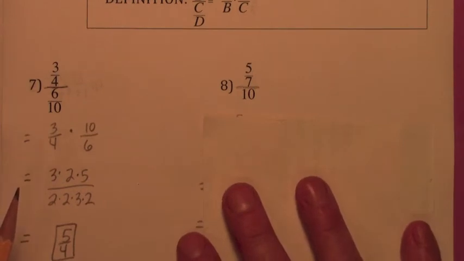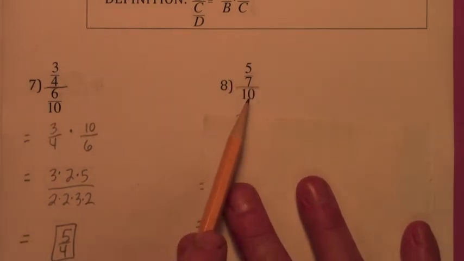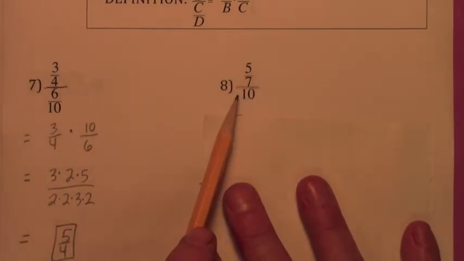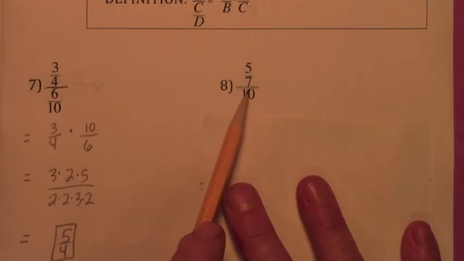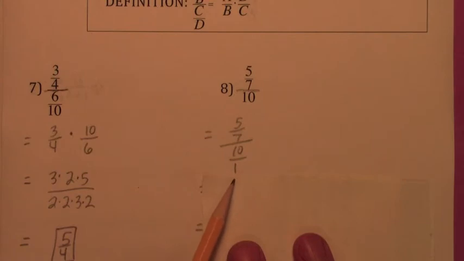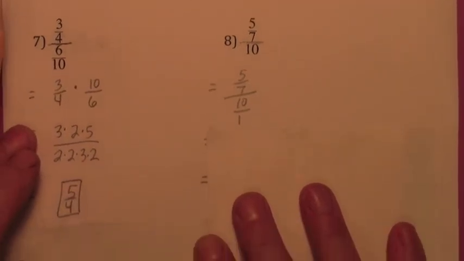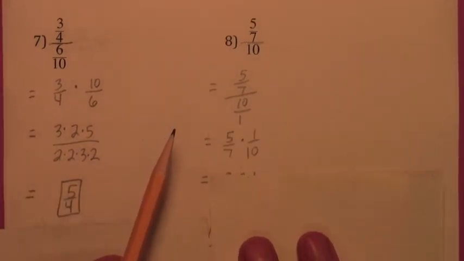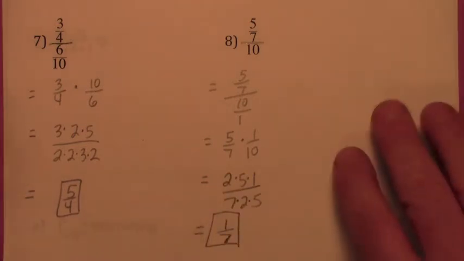Of course, there's some sneaky stuff too. This one is a little bit sneaky. You see, it's 5/7 over 10. So you've got to really recognize where the major division bar is. It's right here. So this is really 5/7 divided by 10 over 1. Now you know what to do, though. It's 5/7 times 1/10. You can factor, you can cancel a 5, and you get 1/7. That's your answer.